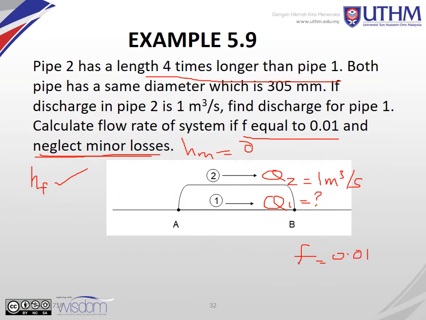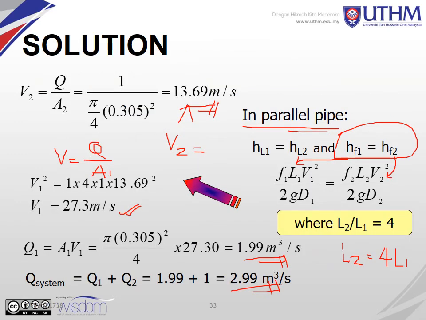Okay, because pipe 2 has a length 4 times longer than pipe 1, the length of pipe 2 is 4 times longer, so that's why we get L2 over L1 is 4. So actually the length of pipe 2 is 4 times pipe 1. Okay, so L2 is equal to 4 L1. So we get L2 over L1 is 4.